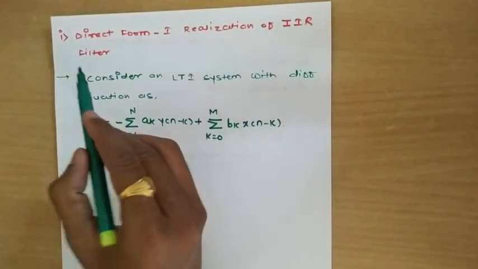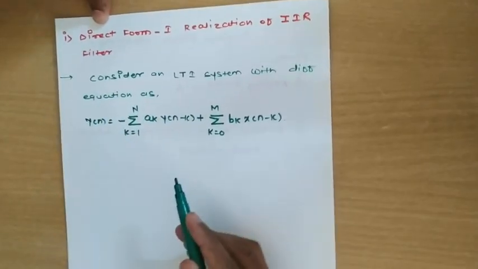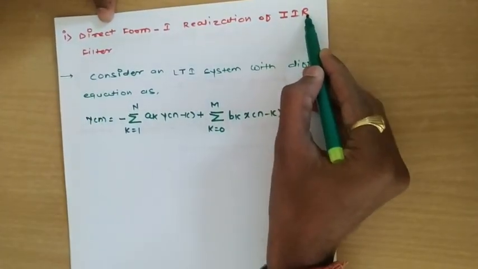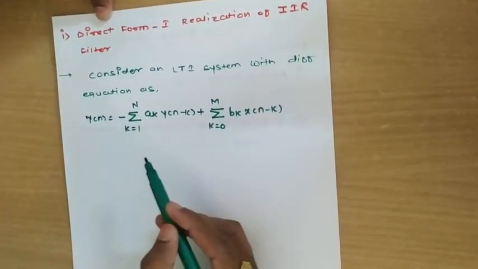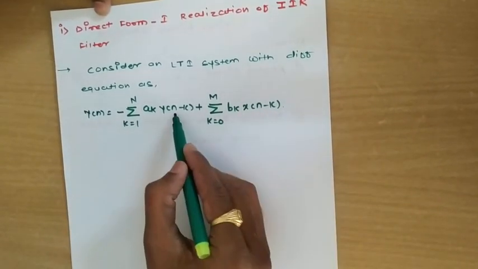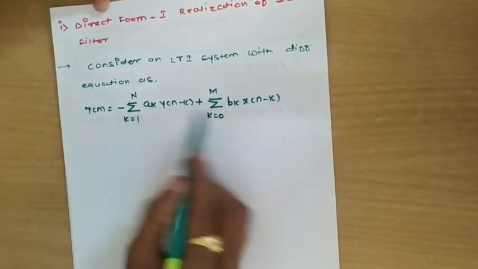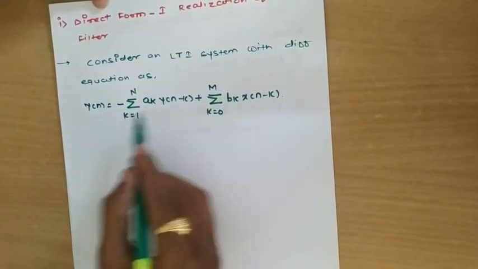Now let us start with direct form 1 realization of IIR filter. As we have seen, an IIR filter is one in which output depends on present input with previous input samples and output samples. So let us consider that we are having an LTI system with the difference equation like this. Now we'll simplify this equation.